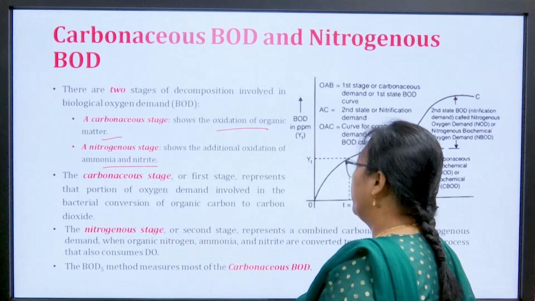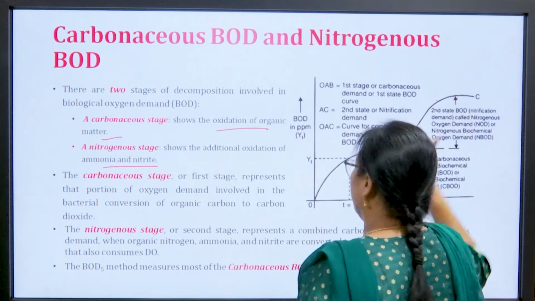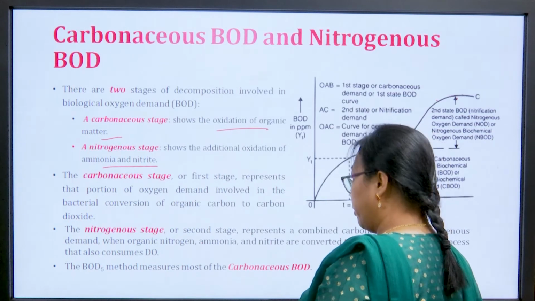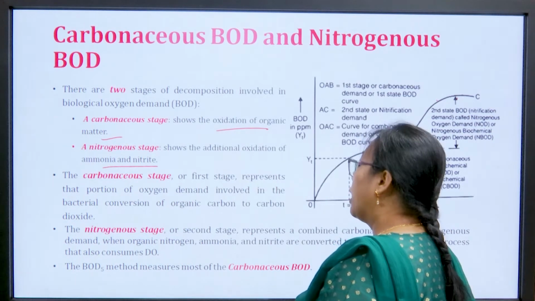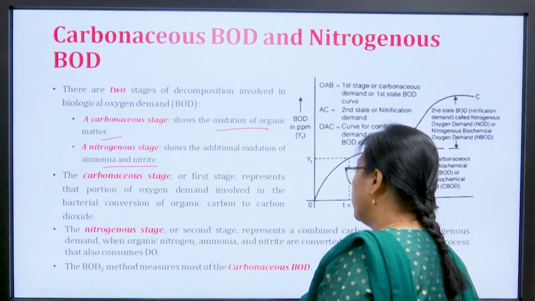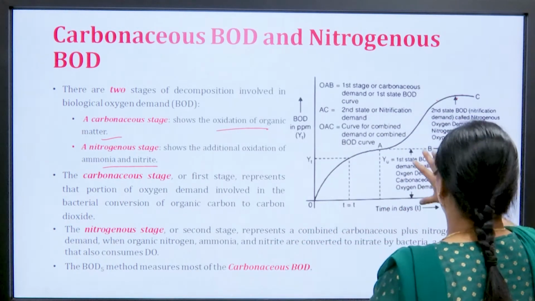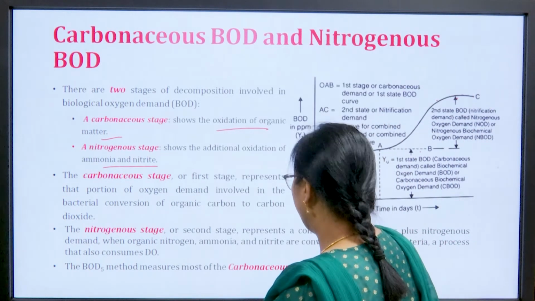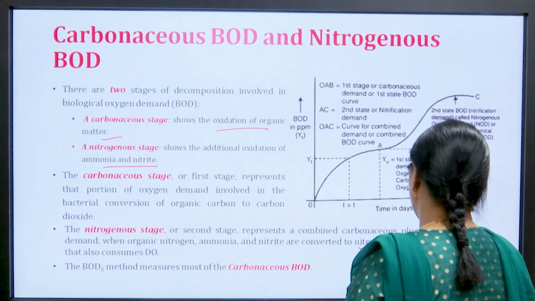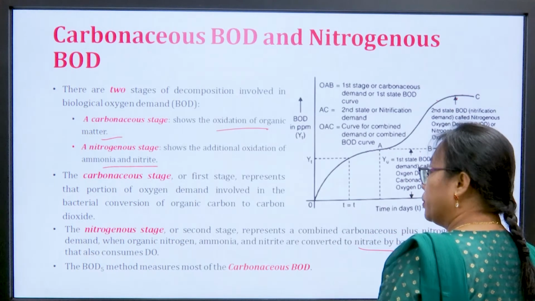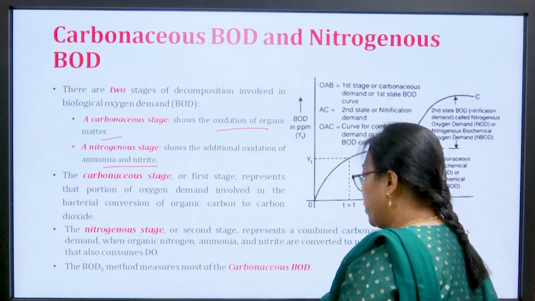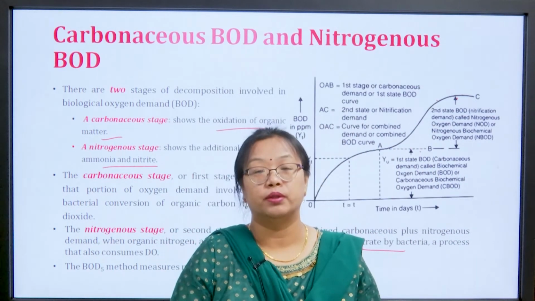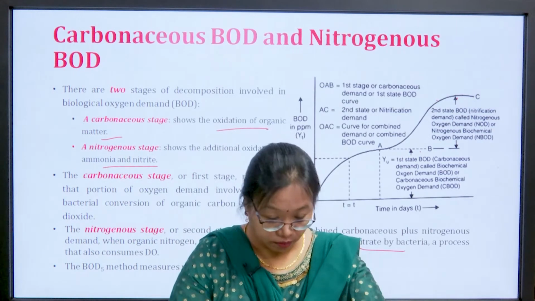The carbonaceous stage, or the first stage, and this is called the second stage, represents the portion of the oxygen demand involved in bacterial conversion of organic carbon to carbon dioxide. The nitrogenous stage, or the second stage, represents the combined carbonaceous plus nitrogenous demand when organic nitrogen, ammonia and nitrite are converted to nitrate by bacteria, a process that also consumes DO. The BOD 5 method measures most of the carbonaceous BOD, around 60 to 70%.